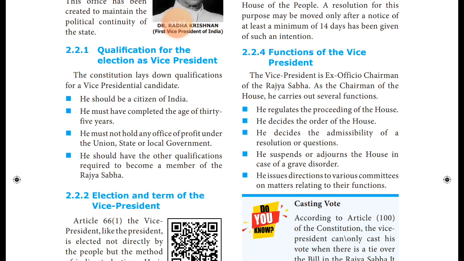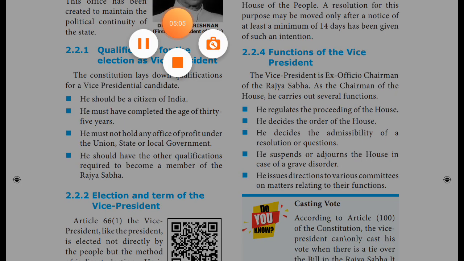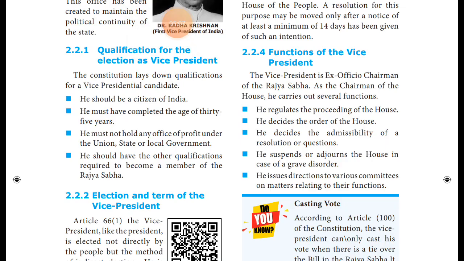Sometimes they will ask the question, how many members are needed to support the removal of the President? One fourth. This is very, very important. In case you want to remove the President of India from our nation, we must first inform both houses of the Parliament. The Parliament members must support removing the President of India.